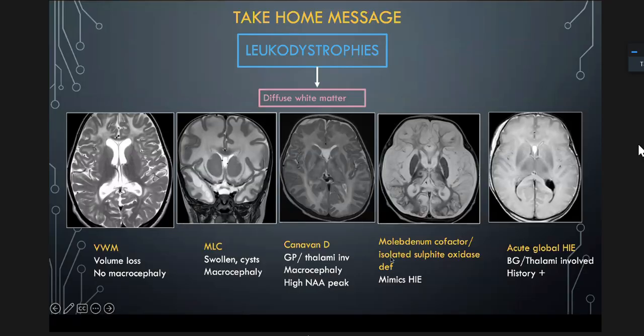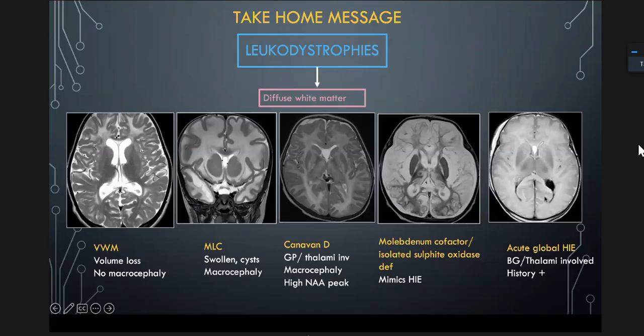Now, molybdenum cofactor and isolated sulfite oxidase deficiency both appear very similar. Here we have involvement of the gray matter as well as the white matter. The supratentorial brain as well as the cerebellum is involved, and there is a lot of volume loss, gliosis, and atrophy. And coming to the mimic in diffuse white matter, we have acute global HI, where there is diffuse cerebral edema.